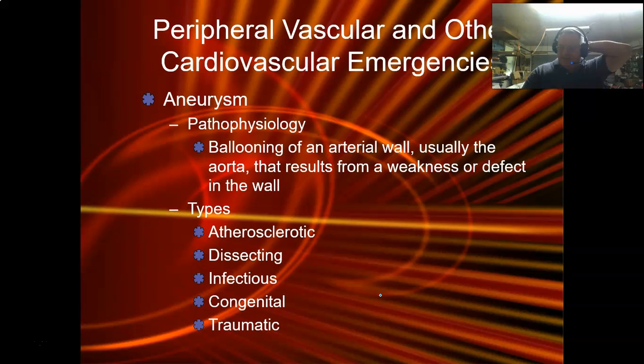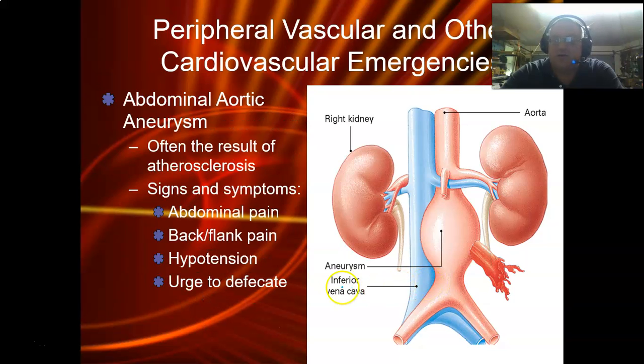Aneurysms, again, are the ballooning of the arteries, usually caused by a weakness, and in the aorta is where it is. We can have thoracic ones. The picture on the next slide shows an abdominal aortic aneurysm. But they can be dissecting, they can be atherosclerotic, they can have an infectious problem which causes them to get bigger. It can be a traumatic problem. They can have a congenital defect which also causes these as well.